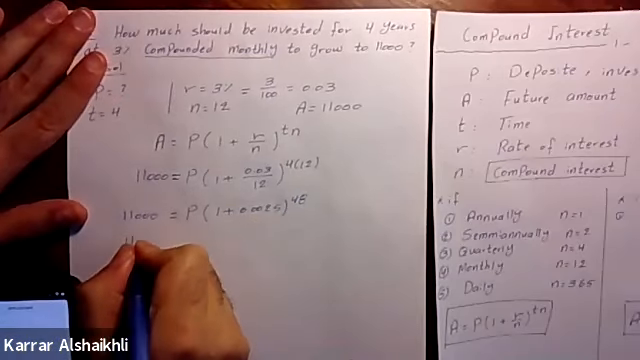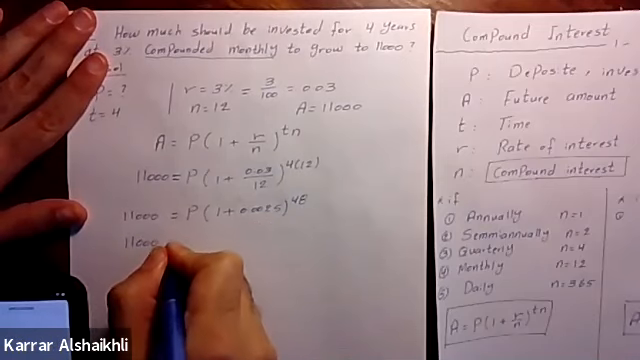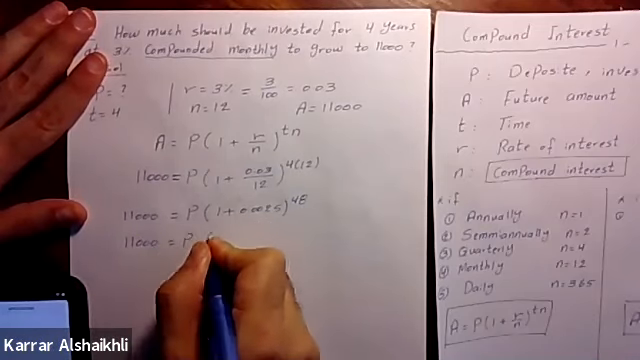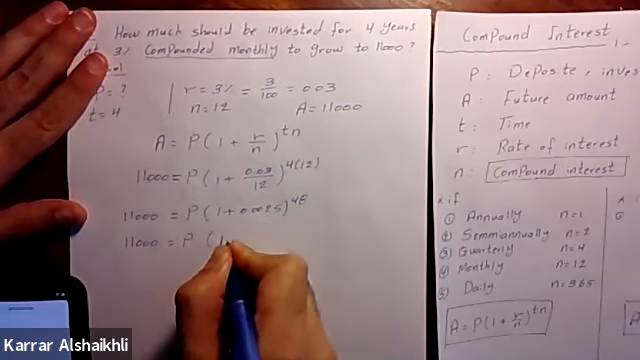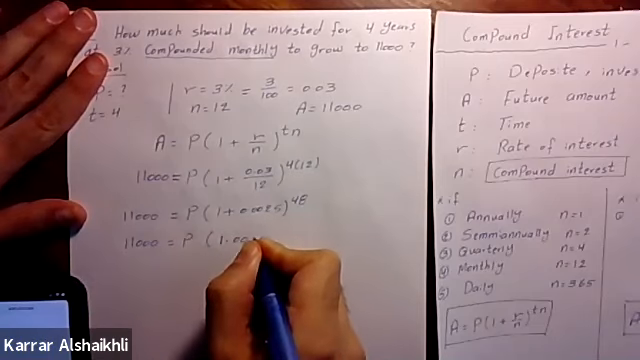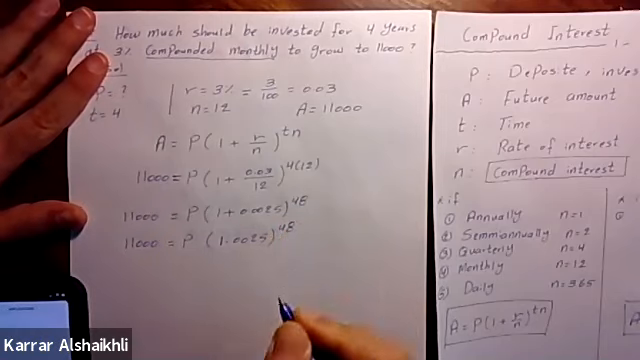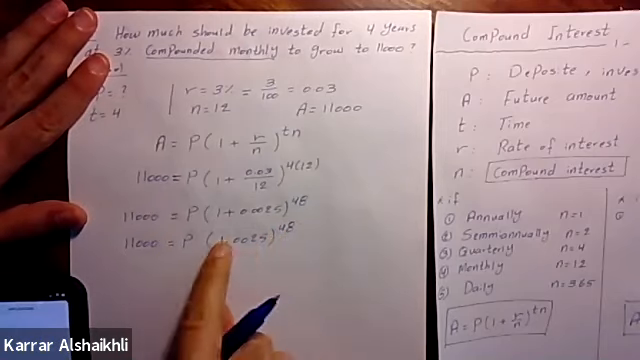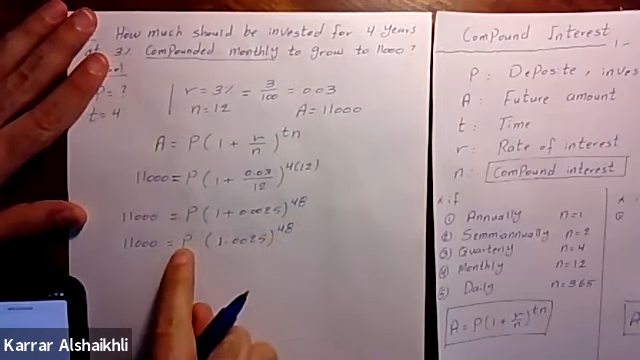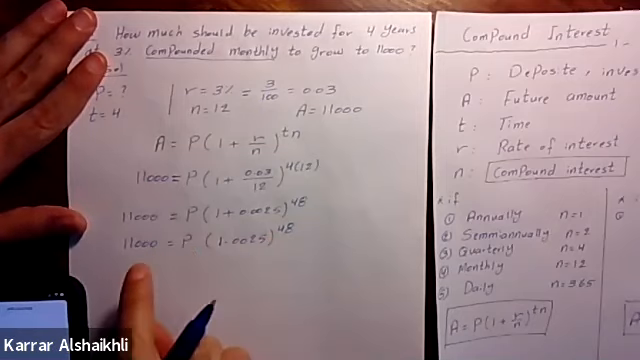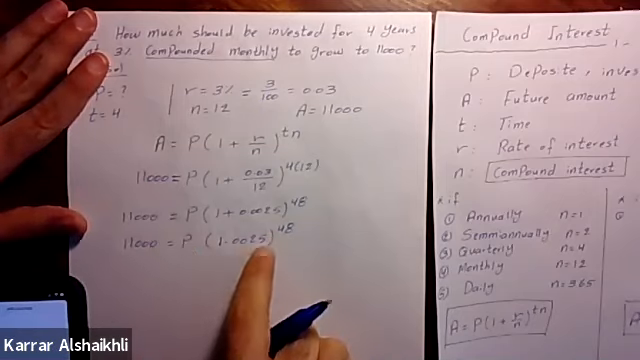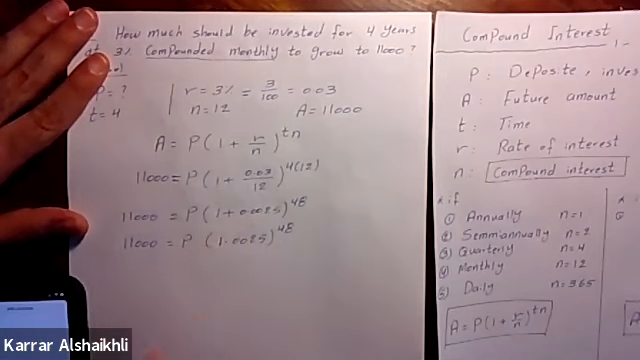Then next step, I'm going to add these two numbers. So here is 11,000 equals P times 1 point, when you add these two numbers, 1.0025 to the exponent 48. Now I need to find how much this part is, because here is the variable. I can't do anything now. I just need to keep going and simplify this part.